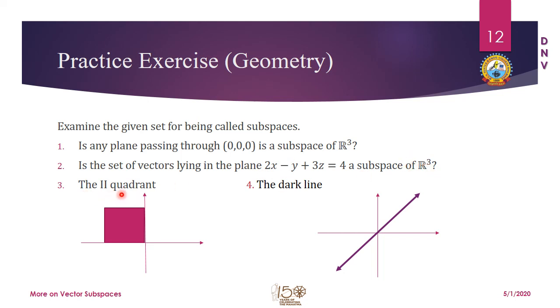This is the second quadrant, lying on the left hand side of the y-axis and above the x-axis. That is the second quadrant, with all negative values of x and all positive values of y. Is it a vector subspace of R^2? And this is the dark line which I have mentioned here. Is this line a vector subspace of R^2 or not? It is the line where all the elements will be along this line only.